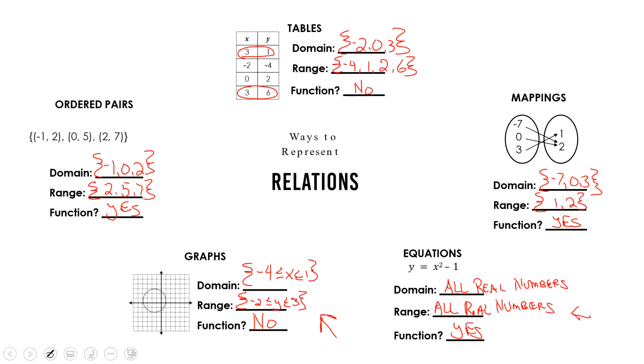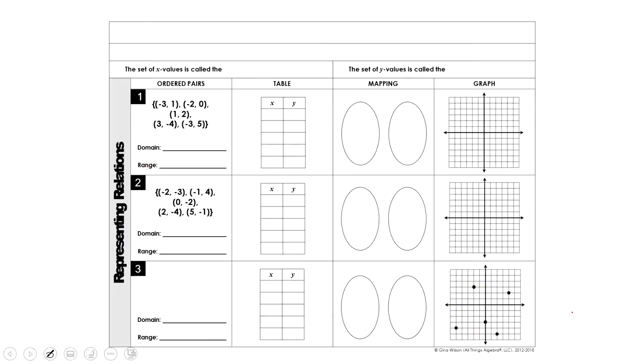Okay, so now moving on. Again, there's a chart I want you to work on. The first two lines have the ordered pairs listed. So fill in the table, fill in the mapping diagram we worked on yesterday, and then graph them out. You're just plotting the points.